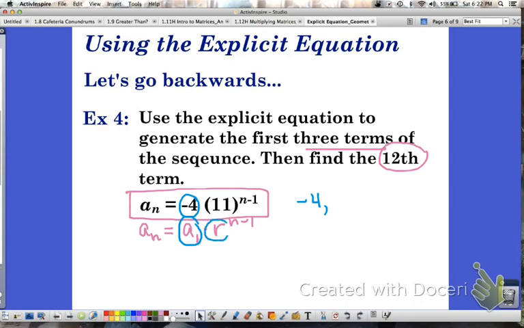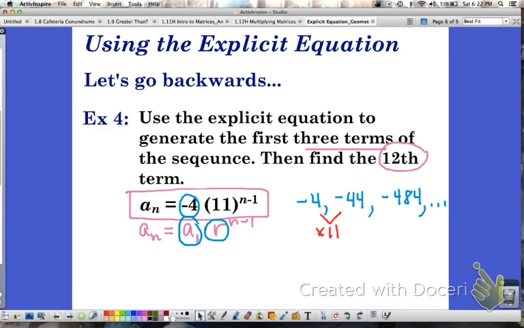My list is growing by a ratio or a rate of 11. So 11 times. Each step is 11 times bigger than the one before. So I'm going to take that and multiply each term by 11. If I multiply negative 4 times 11, I get negative 44. So the next term in my list is negative 44. If I multiply by 11 again, I get negative 484. Now, since I was just asked to find the first 3 terms, that's plenty.